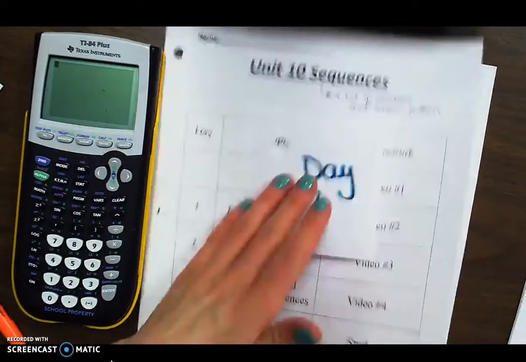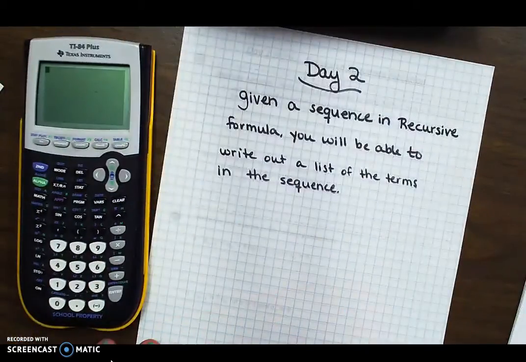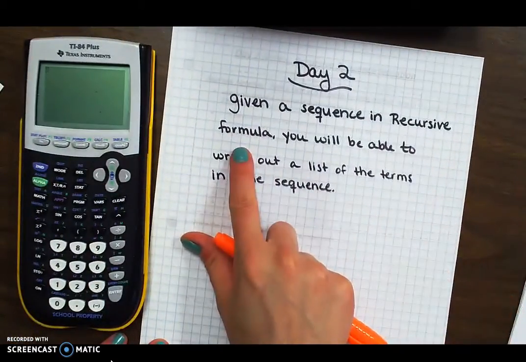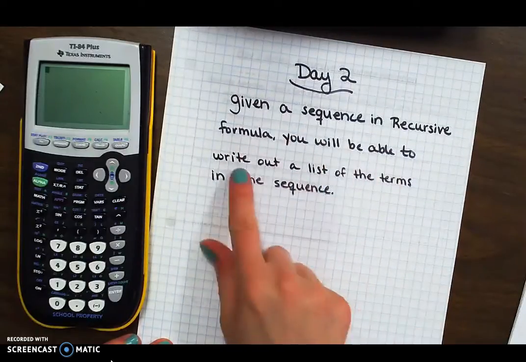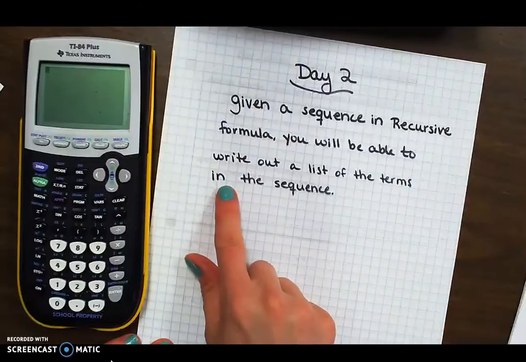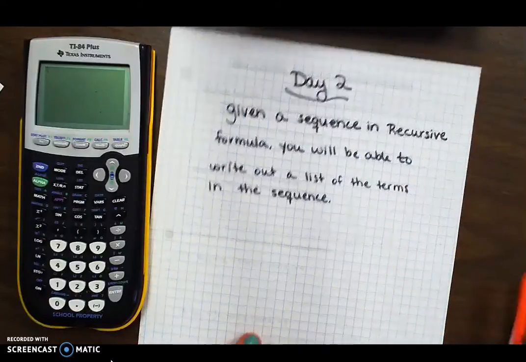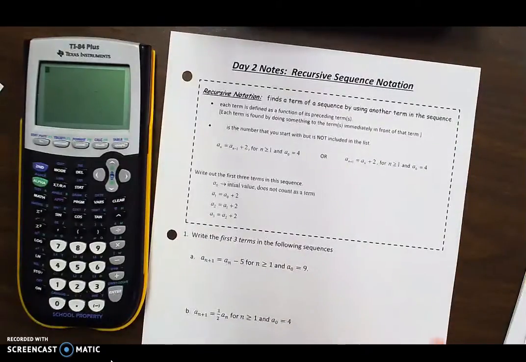All right, in this day 2, we are going to be looking at what we call the recursive formula. So our goal for today: given a sequence in recursive formula, you will be able to write out a list of the terms in the sequence. So let's jump right in. Here we go, the recursive formula.